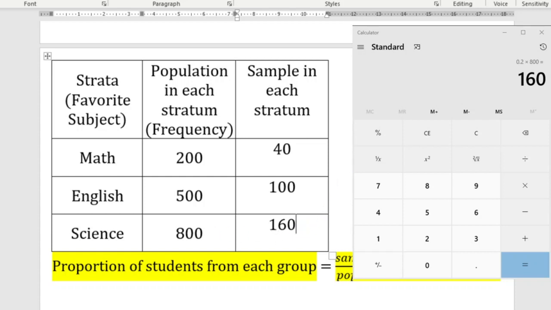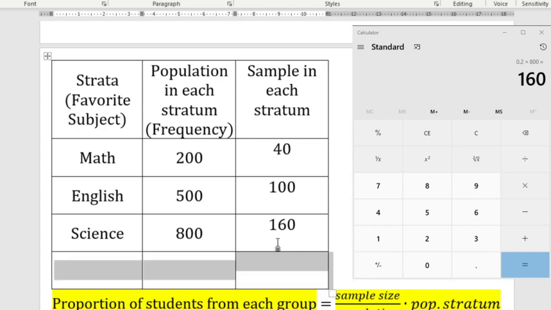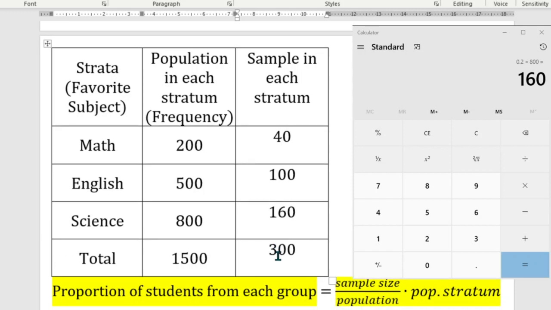And we can insert another row below, and we sum up. Again, the population is 1,500, and summing up, the sample is now equal to 300. That is how we determine a stratified random sample.